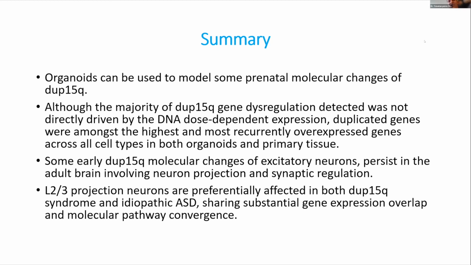And in the final slide, I showed you that upper layer projection neurons are preferentially affected both in duplication 15q, which is a syndromic form of autism, as well as in idiopathic autism. And they share substantial gene expression overlap and molecular pathway convergence.